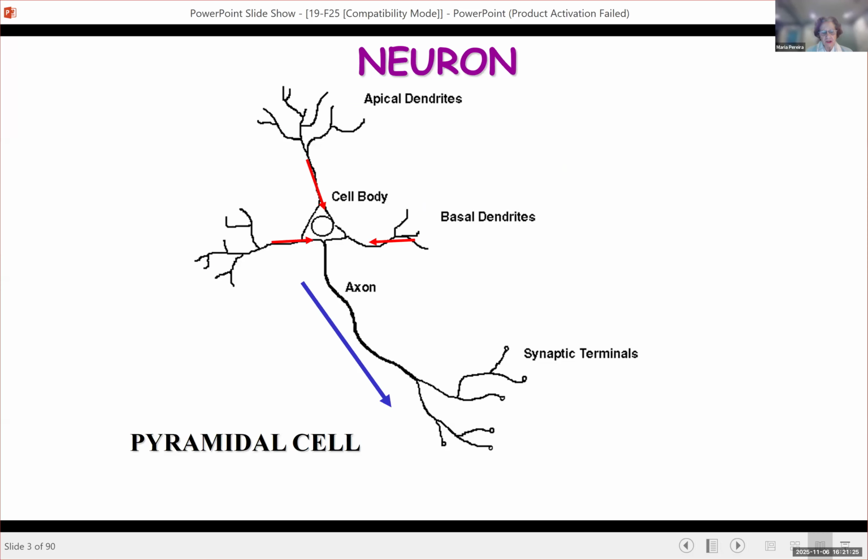So neurons have different shapes. Here's a neuron that's known as the pyramidal cell. It can be in the cerebral cortex. And you see that it's simpler. It only has much fewer dendrites and the axon and the synaptic terminals. So not all neurons are the same. The design is very different.